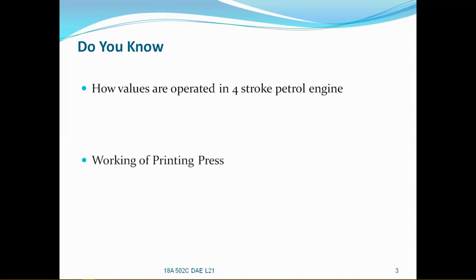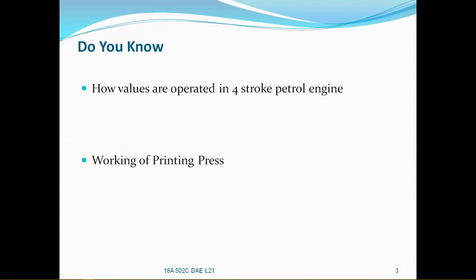So friends, as you are engineering students, you should know, do you know about this? How valves are operated in a four-stroke petrol engine and the working of a printing press.